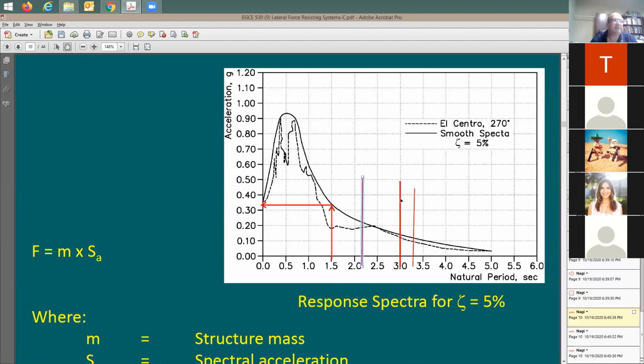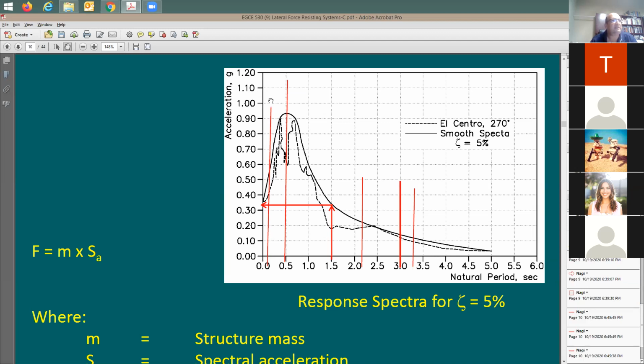Another building is going to be 3 seconds. Another building maybe 3.3 seconds. Another building is going to be maybe just half, right? Half a second. Another building is going to be a very short period. It's going to be 0.1 second, right? We're going to be trying all of these points and draw the final result, which means this acceleration is going to be the spectral acceleration.